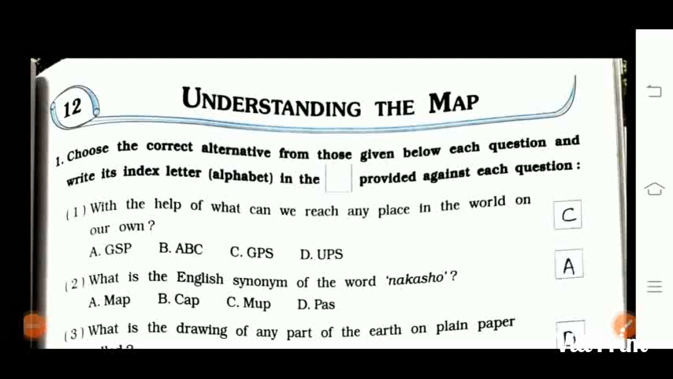Hello student, today we are going to do the exercise of class 6, 12th chapter, understanding the map. Okay. The first question is choose the alternative form, those given below each question, and write its index letter alphabet.